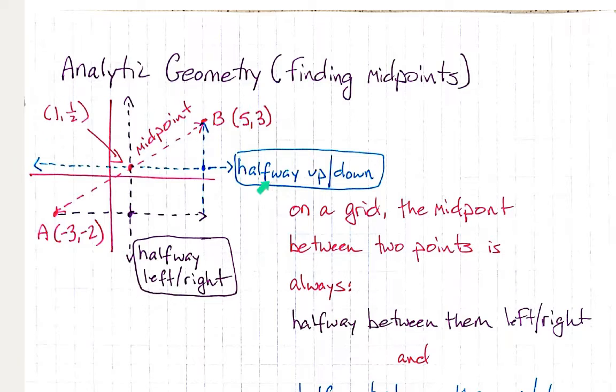Now, in regular geometry, we knew that the midpoint was the same distance from B as it is from A, or whatever our endpoints are. The midpoint is, here's a word for you, equidistant from both endpoints. Same distance from the midpoint to the end as it is from the midpoint to the other end.